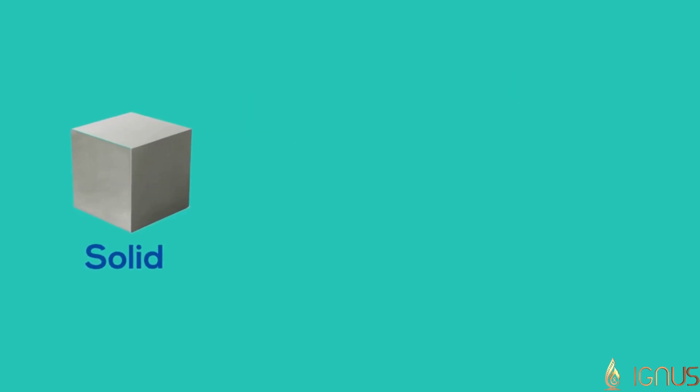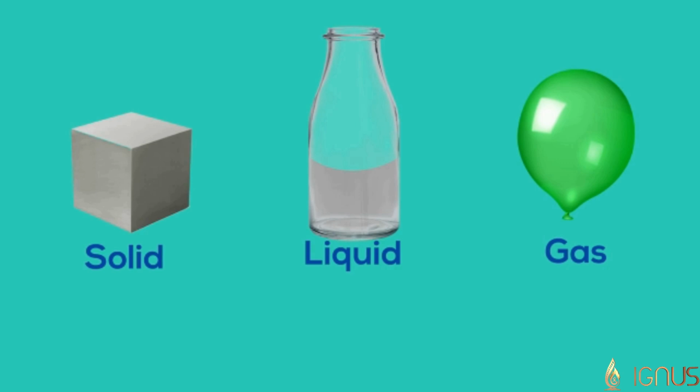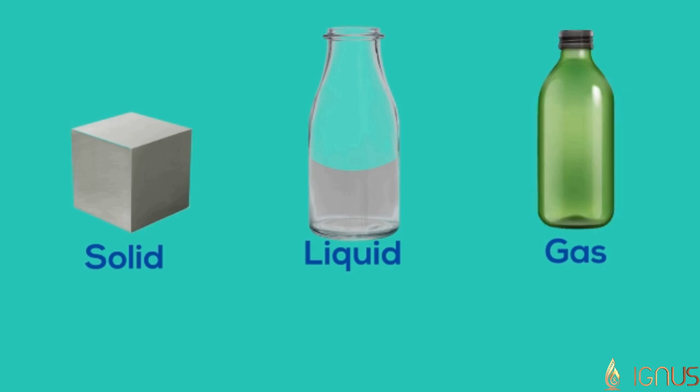Solid has a definite shape. Liquid does not have a definite shape, but when you put it in a vessel, it takes the shape of the vessel. But it takes only a definite volume of the vessel. It does not occupy the whole vessel. Gas doesn't have a shape. It also takes the shape of the container. It also does not have a definite volume. If you put it in a container, it takes the whole space in the container.